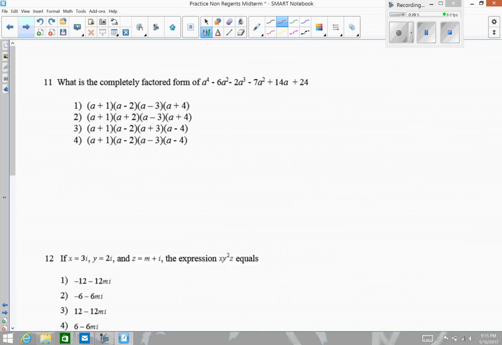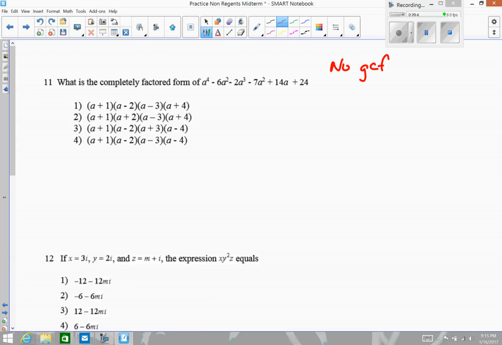We want to take a look at number 11. And this thing is another polynomial, and they want us to completely factor. If I'm looking for a GCF, I can see that there is no GCF there. A is not in every term, and the smallest coefficient is 1. So that's not going to help us at all. So no GCF.